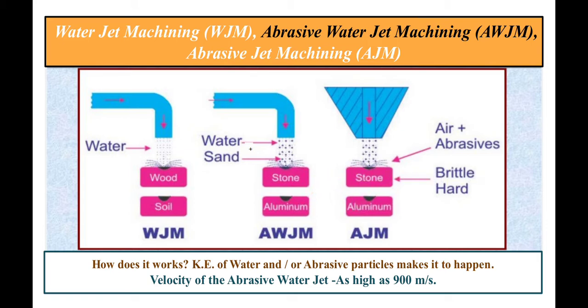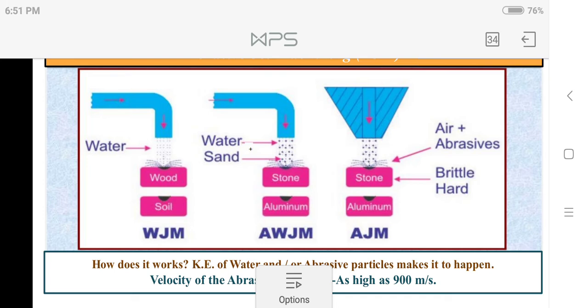Now such kind of destructive phenomena have been utilized for evolving and developing very delicate, sophisticated machining processes which we are going to discuss in this course. And this combination of air and abrasive particles, if you use it, is called abrasive jet machining. Now how does it work?